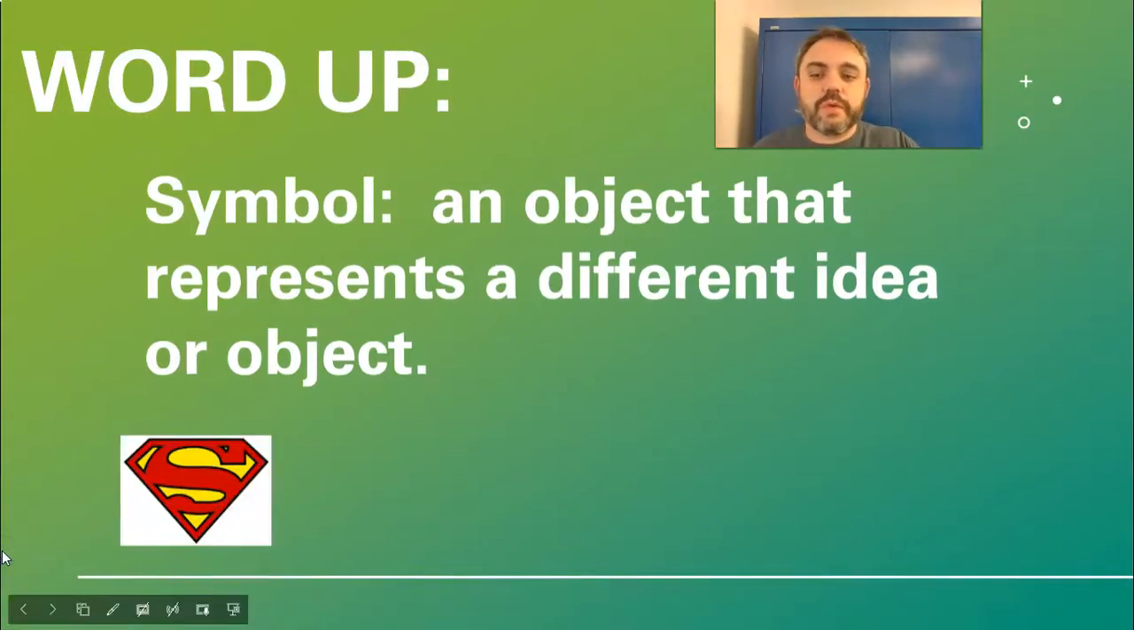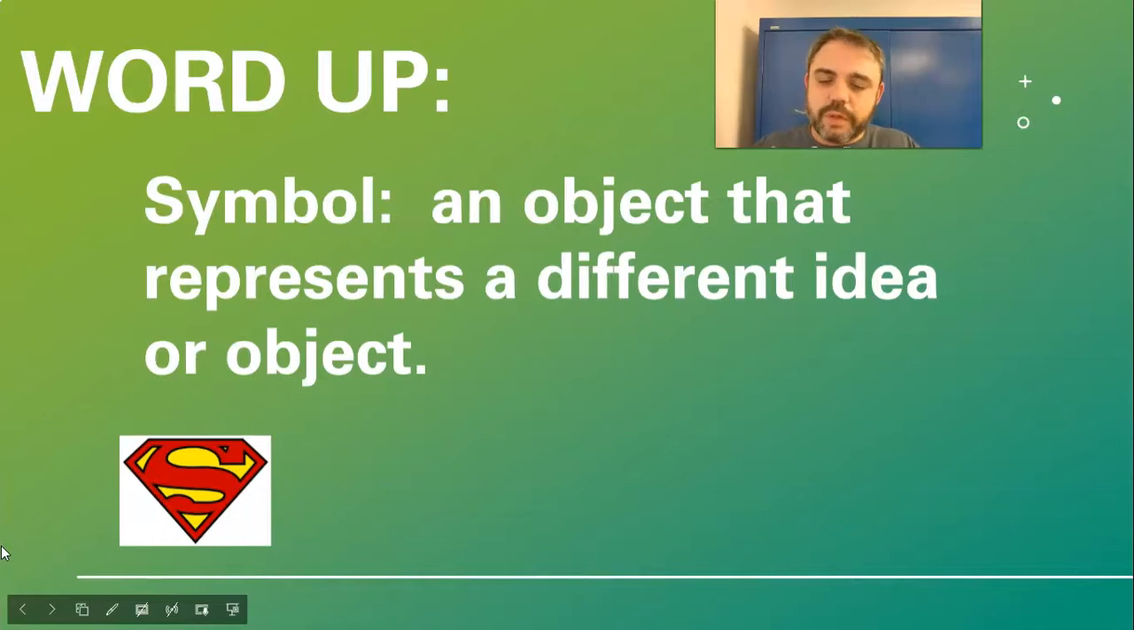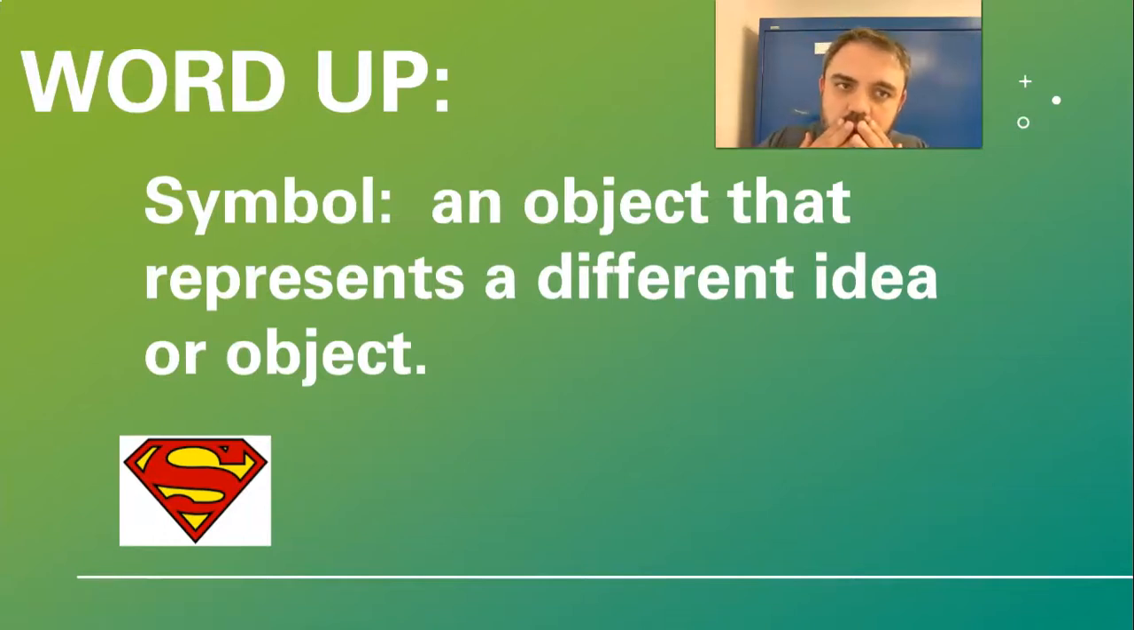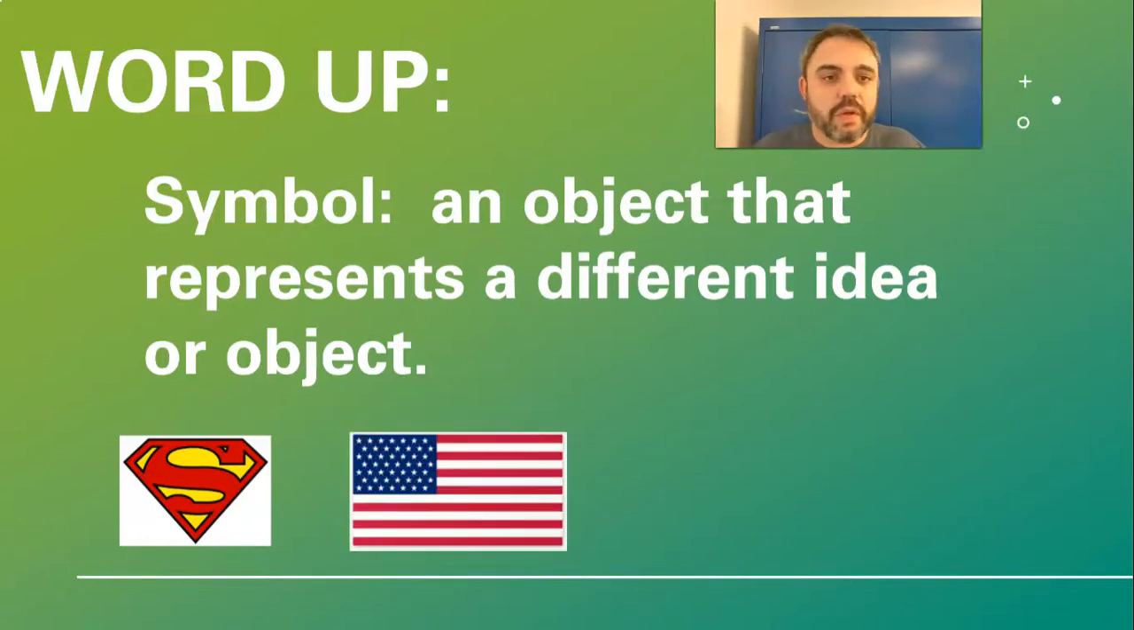So you guys are familiar with symbols, like Superman's S. That represents him and his ideals. A country's flag represents that actual location and hopefully some of the ideals that they stand for.